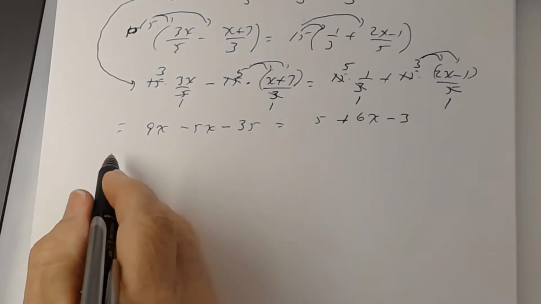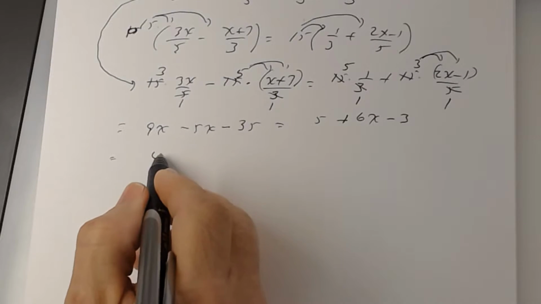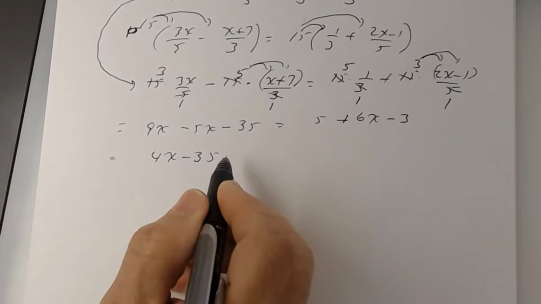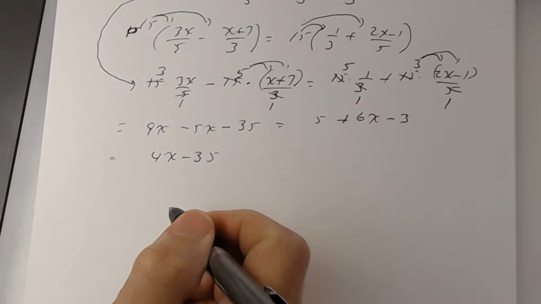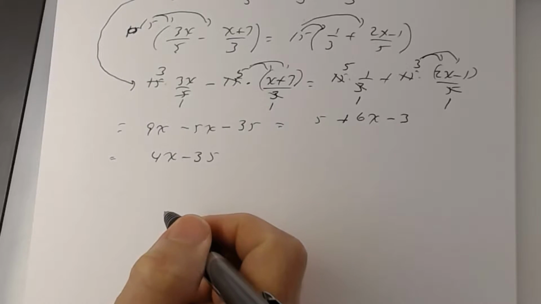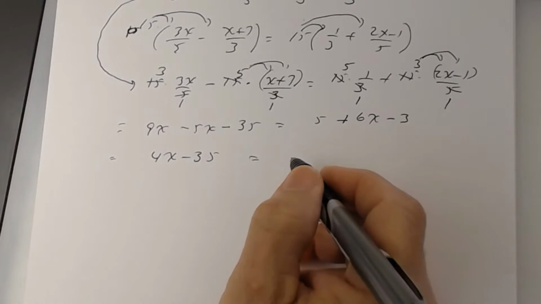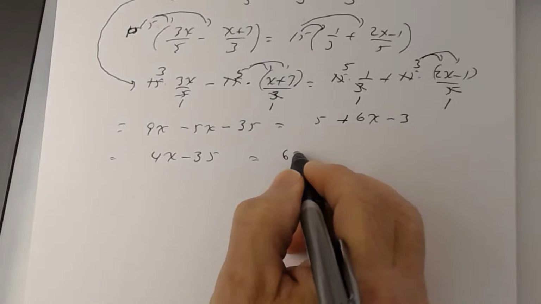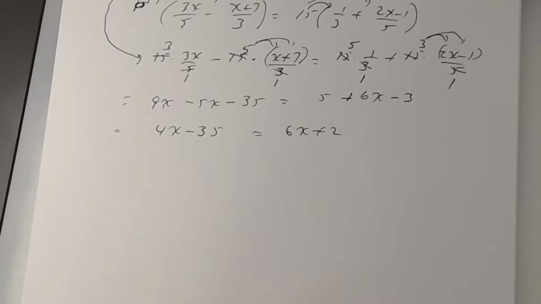So when I combine like terms, on the left side, what do I end up with? 4x minus 35? Wait, plus 35? Did I do something wrong? Minus, right? Okay, minus 35. Equal? What do I get here? Let's put the x first. 6x plus 2. All right, so that's where I'm at.